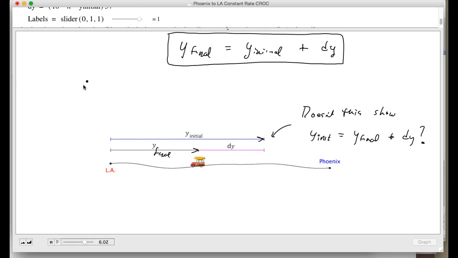Okay, so if we do y final minus y initial, what happens? To get dy, what will dy be like? If y final is less than y initial, we're going to get a negative dy, and that's shown because dy is increasing in the opposite direction of positive y.